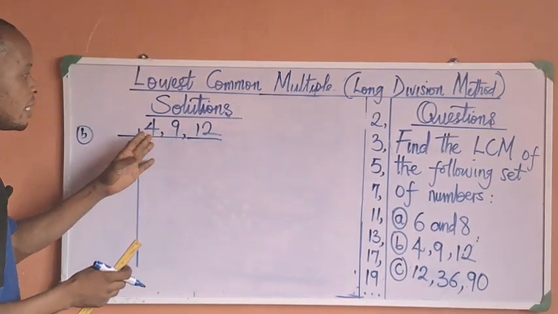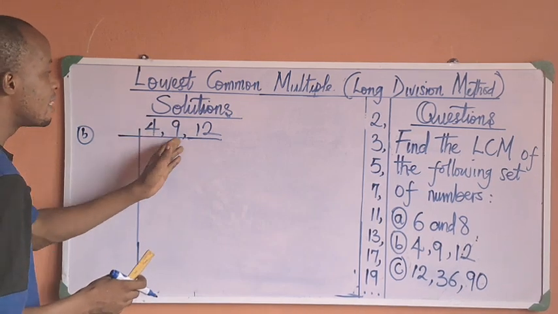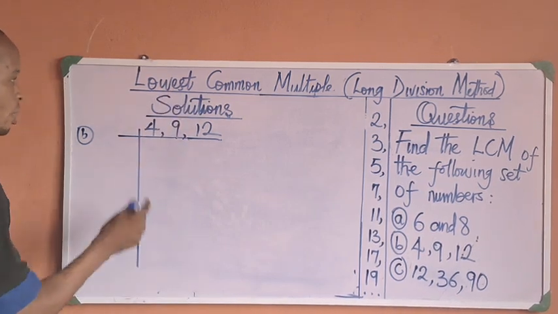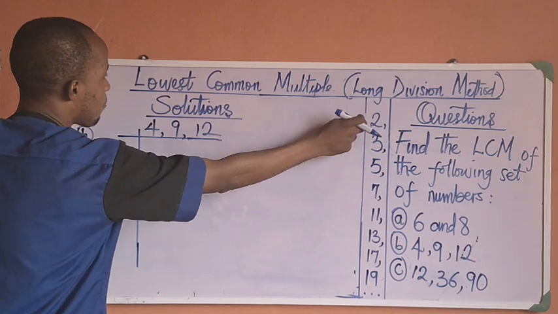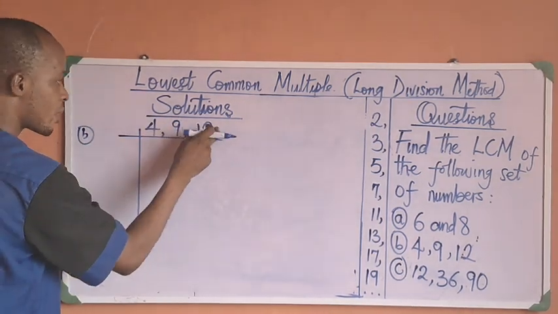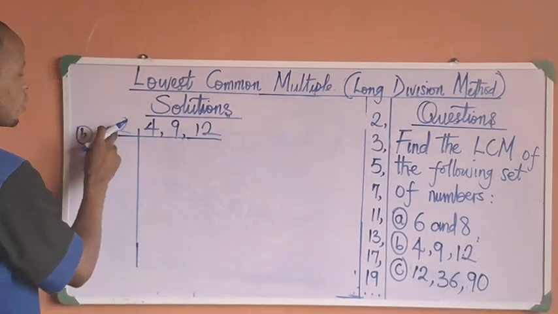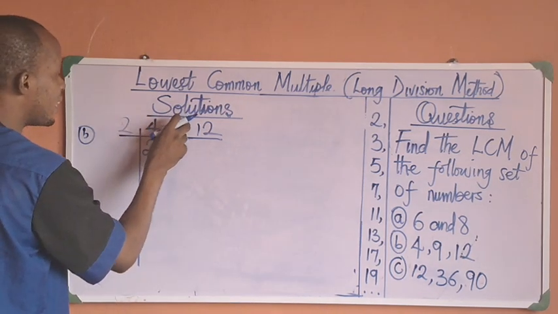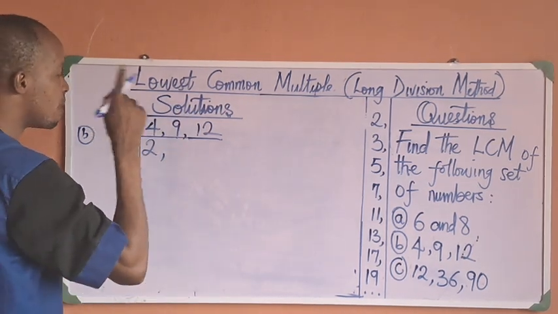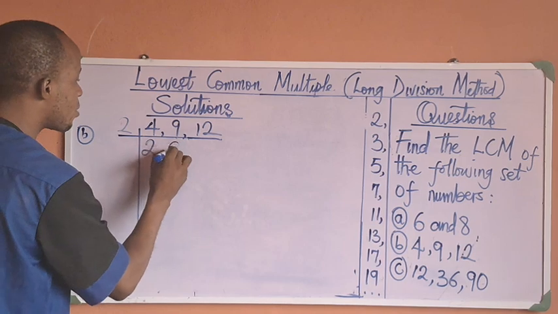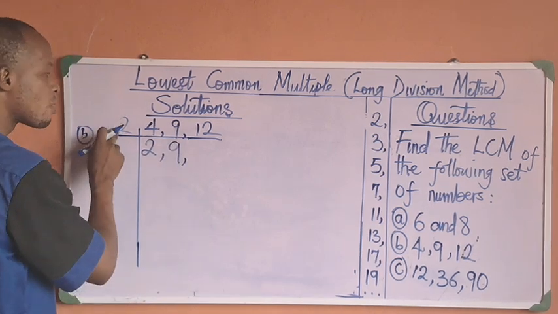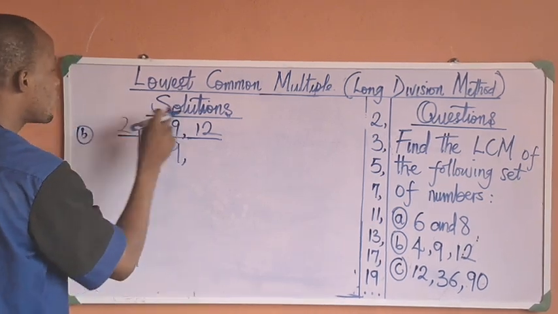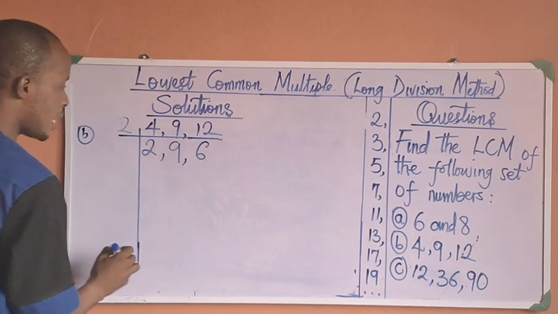And as you can see, the question we have now has 3 given numbers. So the first prime factor can divide 4 and can divide 12. So I'm going to use it. 2 will divide 4 2 times. 2 will divide 9 4 times, but there's going to be a remainder. So because of that, I repeat 9. That means 2 is not a factor of 9. 2 will divide 12 6 times.